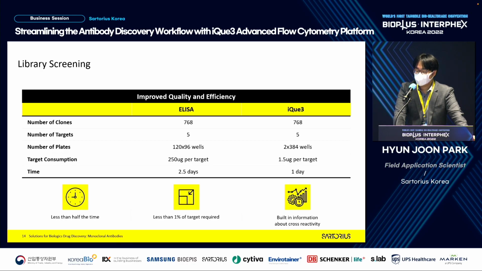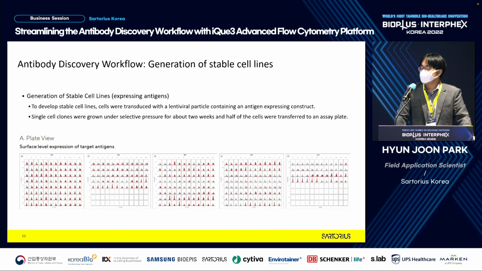But if you use our system, you don't have to work on these clones. We have 3,600 or 4,000 cell lines, but you don't have to use a big number of antigens. It will require only 1 day to finish this.